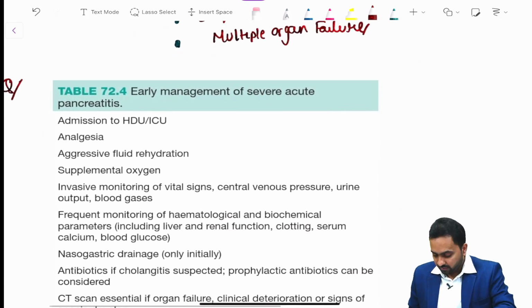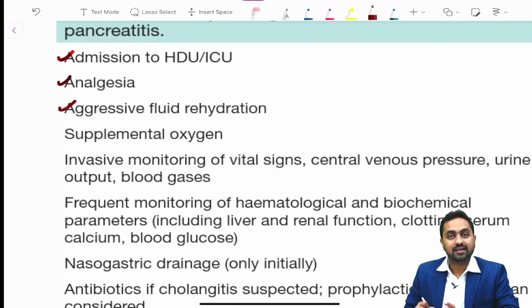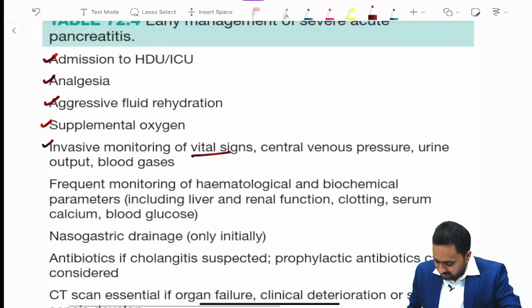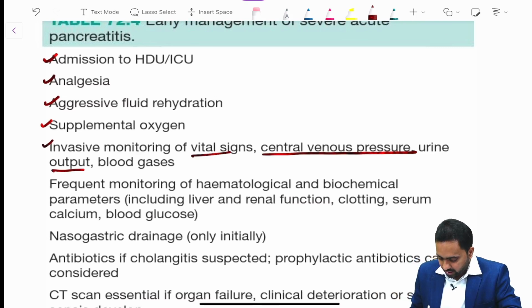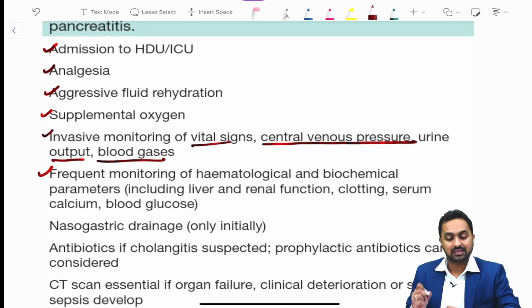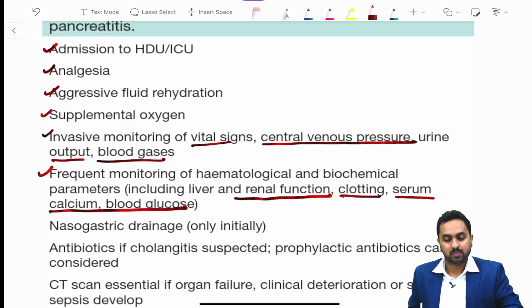Now, regarding the early management of your severe acute pancreatitis, I have again taken this table from your textbook Bailey and Love. So, it includes your admission to your high dependency unit or ICU, analgesia, aggressive fluid rehydration is needed, supplemental oxygen, then your invasive monitoring of your vital signs, central venous pressure and urine output and blood gases, then your frequent monitoring of hematological and biochemical parameters including the liver and the renal function, clotting and the serum calcium and blood glucose.